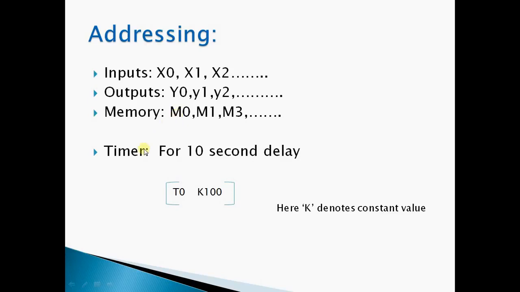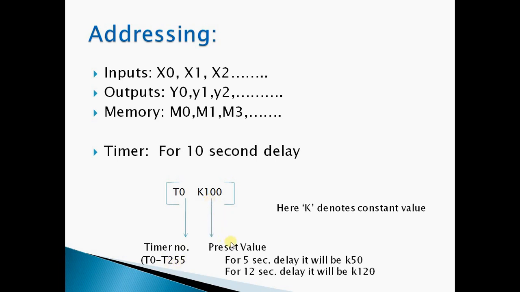Now if you want to program a Mitsubishi PLC and use a timer, then the syntax for the timer is T0 space K100. Suppose you want to provide a 10-second delay, then T0 space K100. Here T0 represents the timer number, it can be from T0 to T255, and K100 represents the preset value.